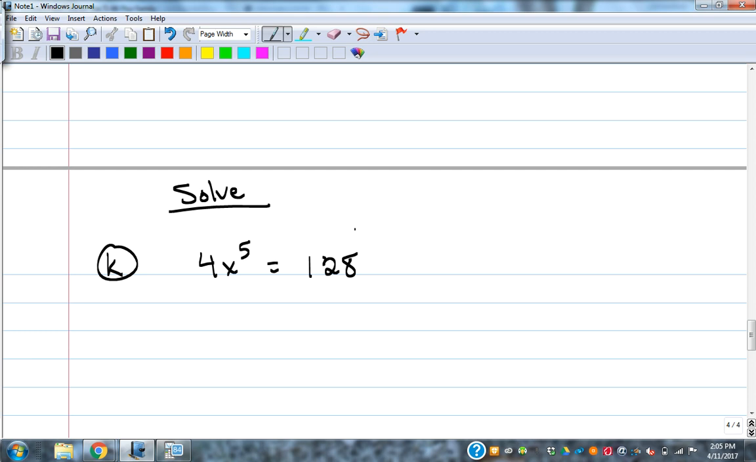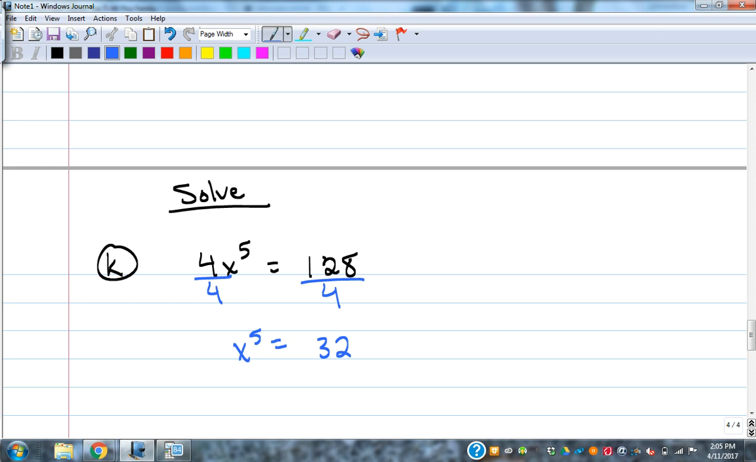Okay. So to solve this one, or any of these problems, you want to get the part that has the exponent by itself. So the exponent is on what? The 5. And that's all it's on. So we need to get rid of that 4. How do we get rid of that 4? Divide by 4. X to the 5th, and that'd be 32.